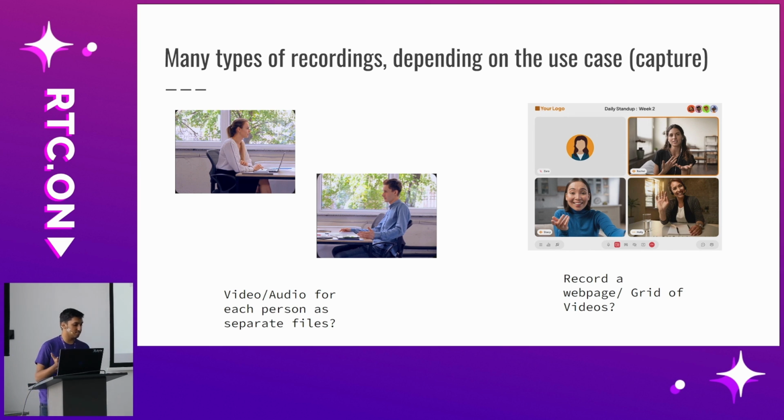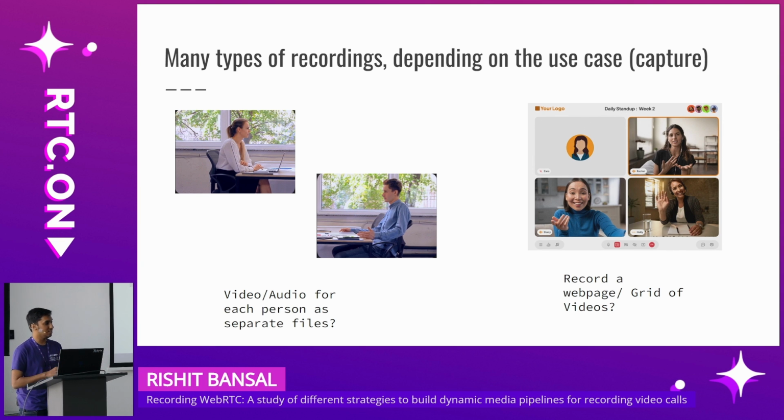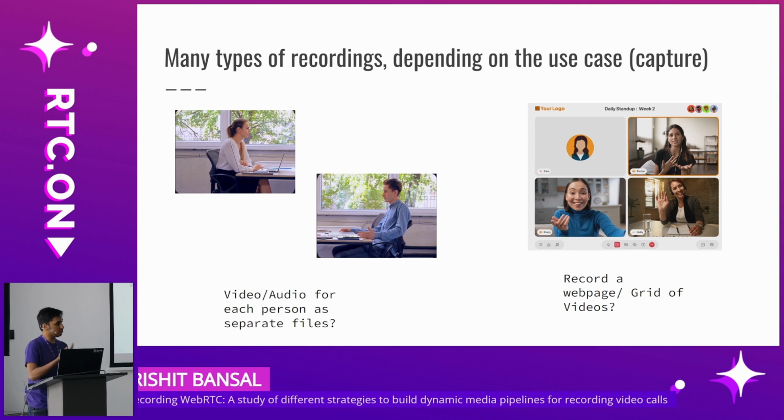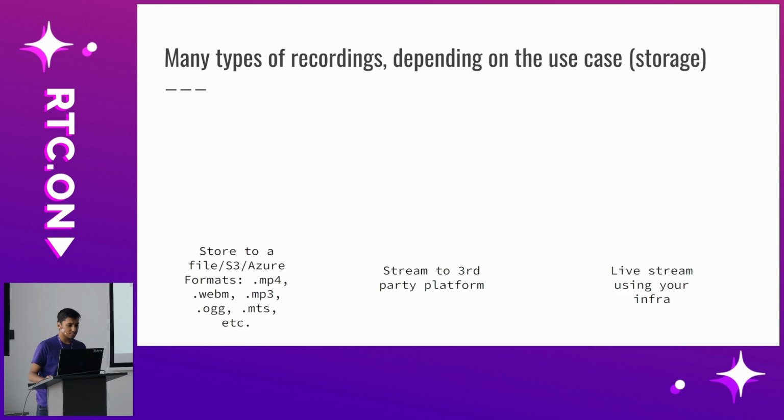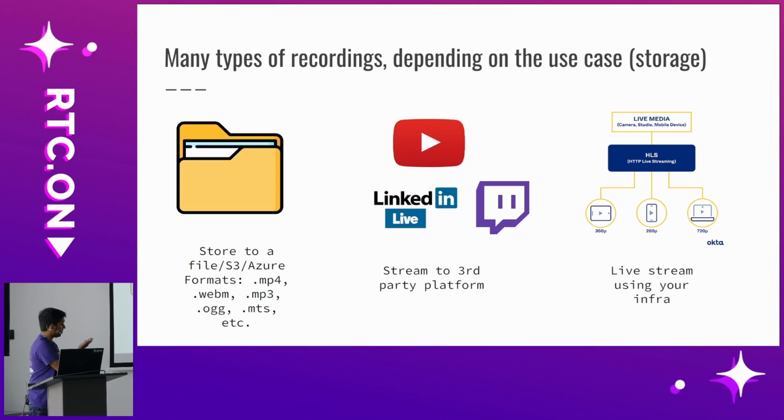We had clients who came and told us, we have a use case where we have two people on a call, and we want videos of each person as separate files. So I want peer A.mp4 and peer B.mp4 as two separate files. The most common use case, of course, is that most clients want to record the whole video as one grid. They want the actual UI, what you see when you enter the call. And in the storage type, the most common use case we see is to store to a file in multiple formats. Of course, if it's audio, it might be MP3, or MP4 for video.